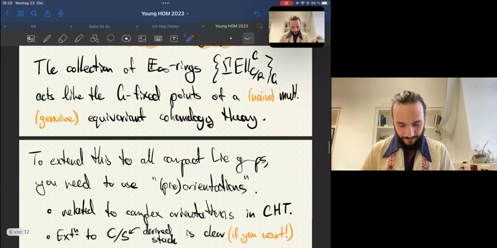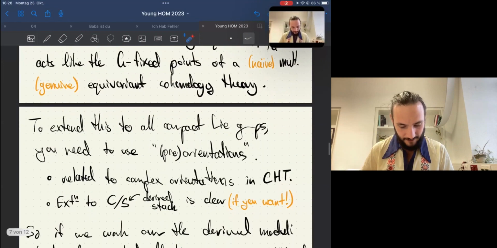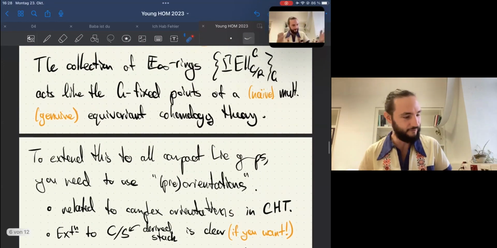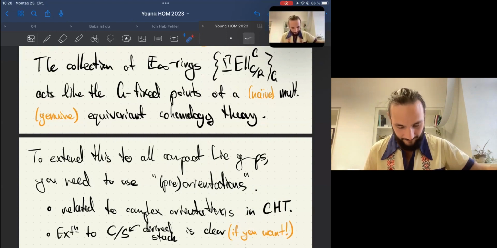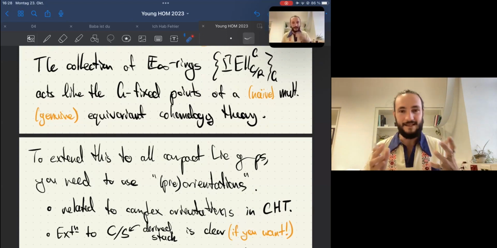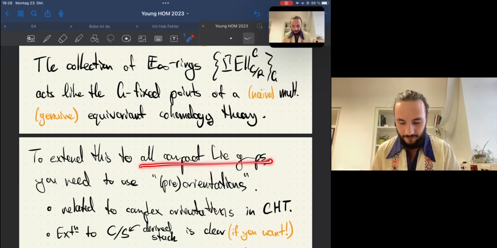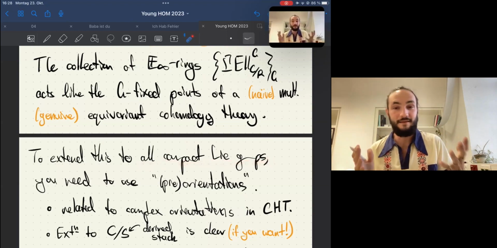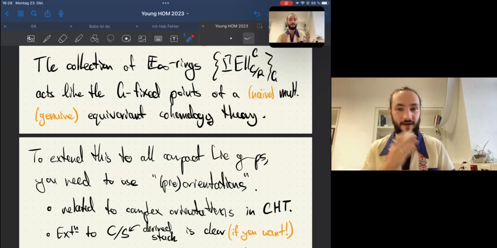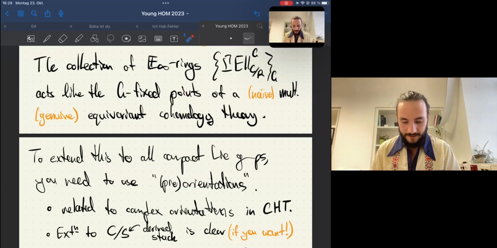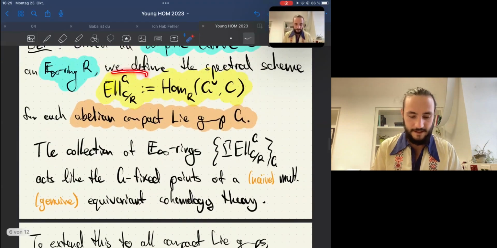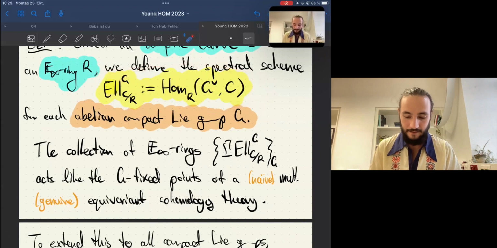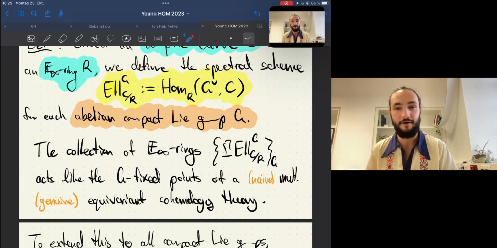Okay. And I've got a few notes here that I just wanted to read out because I think this is nice for the capable homotopy theory audience that I have here. You can extend this definition to all compact Lie groups. Because, I mean, complex K-theory is defined, equivariant complex K-theory is defined for all compact Lie groups. But to do that, you need to talk about pre-orientations. You somehow need to talk about how functorial is this definition in the compact Lie group here.